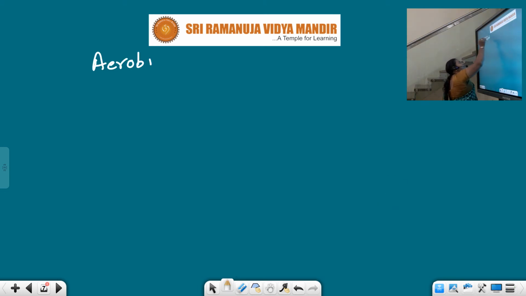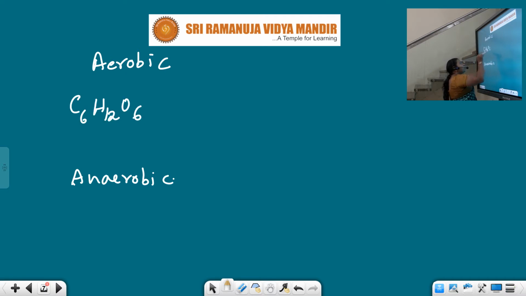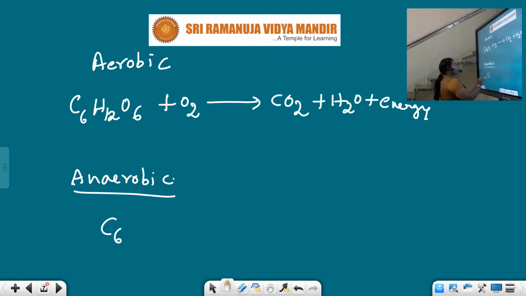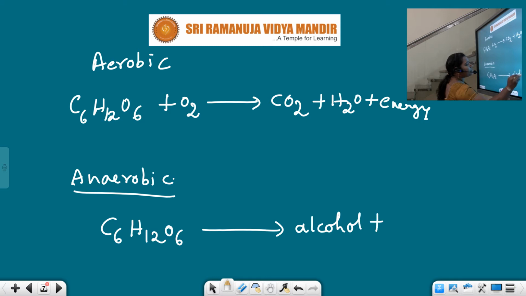Let us write the aerobic and anaerobic reactions. In aerobic respiration, the molecular formula of glucose is C6H12O6. When this glucose combines with oxygen, it gives carbon dioxide, water and energy. Now let us see the anaerobic. Here glucose, in the absence of oxygen, liberates alcohol, carbon dioxide and energy.